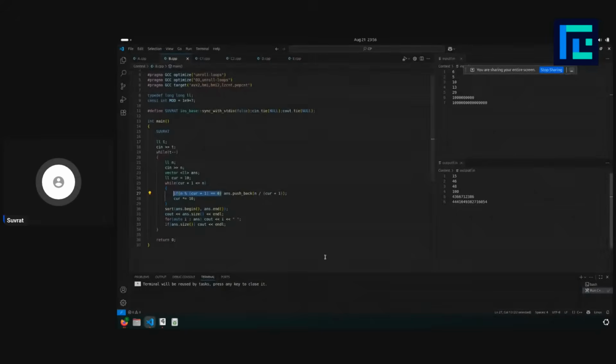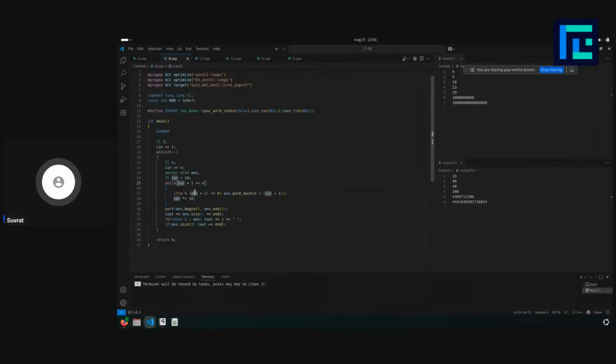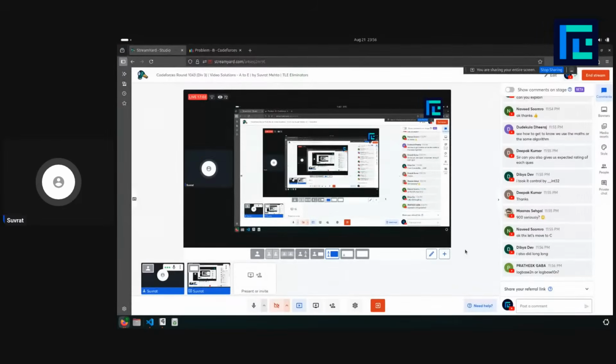I also did long. Maybe even in my case, I think it might go till 10 to the power 19. No, actually, it cannot, because even if cur is 10 to the power 18, cur plus 1 would be 10 to the power 18 plus 1. It shouldn't give overflow in long. Log base 2 n or log base 10 n? Since we are multiplying by 10, it's log base 10 n.